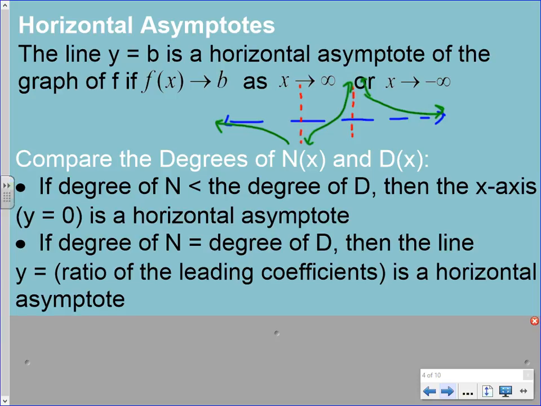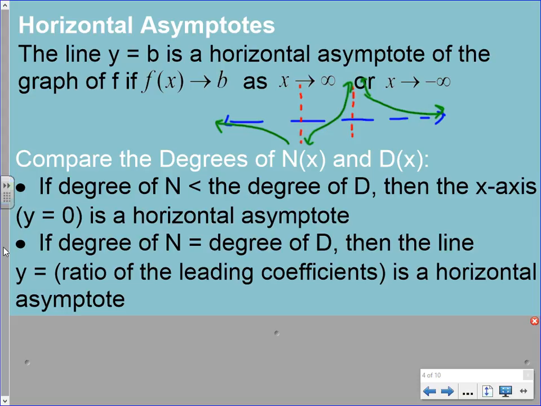If degrees of numerator and denominator are the same, then we look at the leading coefficients, and it's y equals whatever those leading coefficients are, a over b, or whatever. Does that sound familiar now that I say it? No? Still? Yeah, probably just the words.